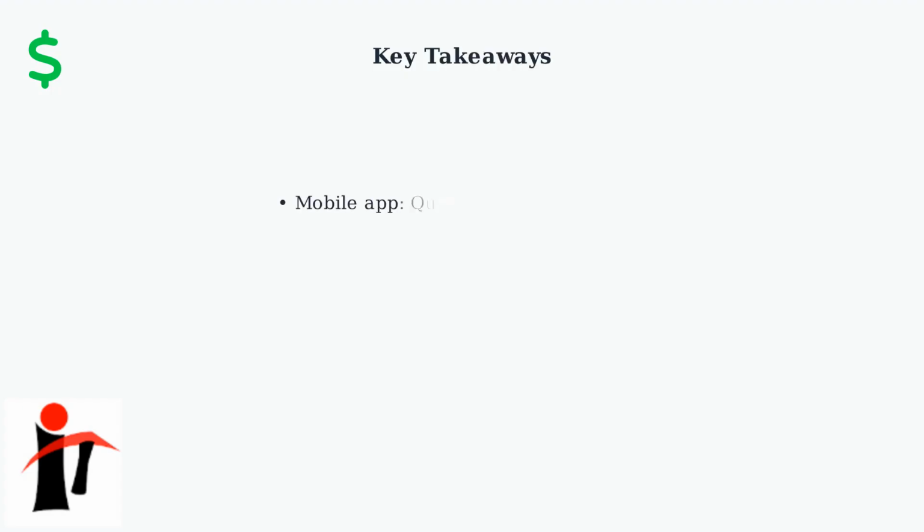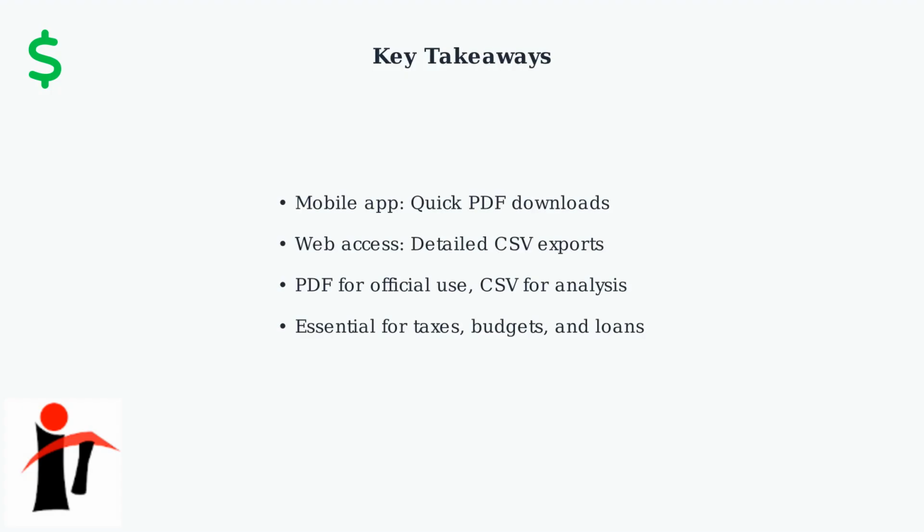Remember these key points. Use the mobile app for quick PDF downloads, access the web version for detailed CSV exports, choose PDF format for official documentation and CSV for analysis, and keep your statements organized for tax preparation, budget tracking, and financial applications. Cash App's monthly PDF statements provide comprehensive financial documentation.